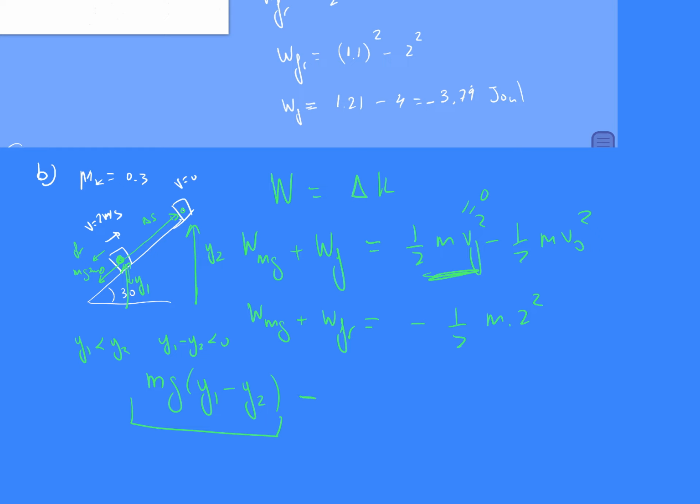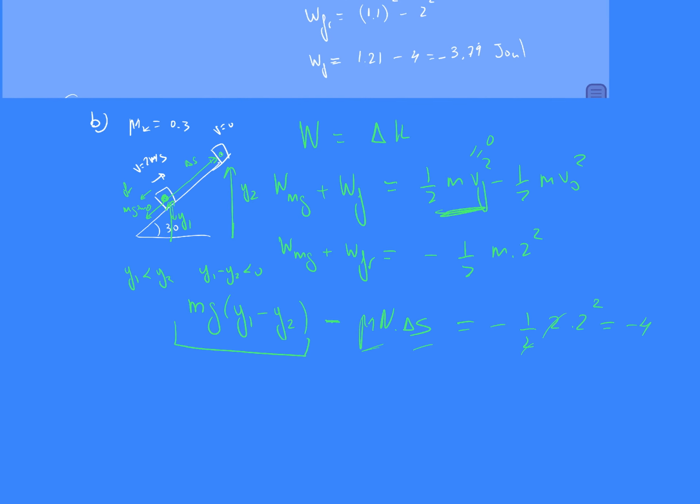The work of the friction is mu times the normal times the displacement delta s that happened. So the work of the friction is the force of the friction times the displacement, and it's a negative work. And this should be equal to minus 1/2 m v2 squared, so it will be minus 4. So I have two things that are negative. This is negative, this is negative, and the sum has to be minus 4. Let's do it.